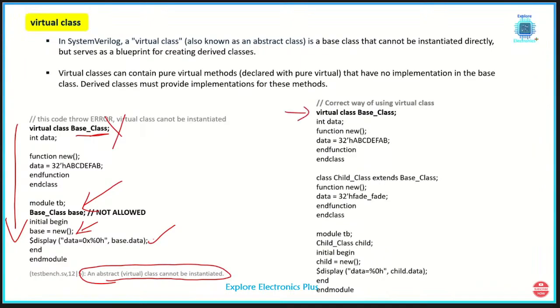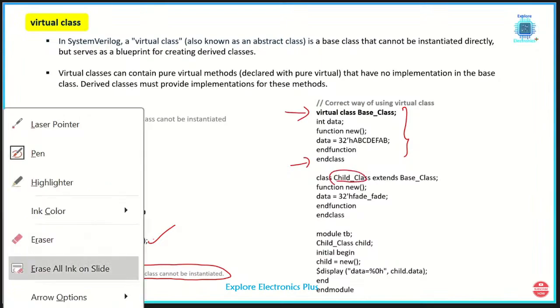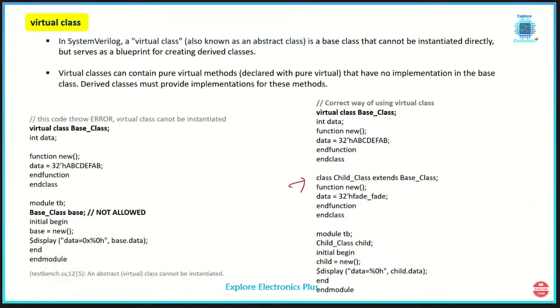Suppose any class is declared as virtual, this part of the code can be used by extending it from a child. You can see here we have a child class, extending from the base class. So this class can be used as a parent, but we can't use it directly. That's why the child class is created. We have data here, an assignment inside function new, and we have a child instance here. We can utilize a child instance which is created from the base virtual class.